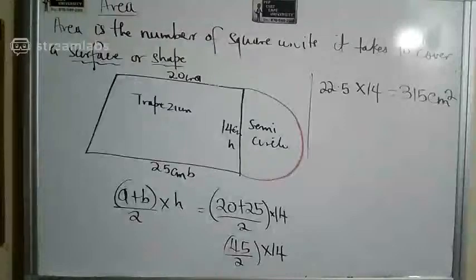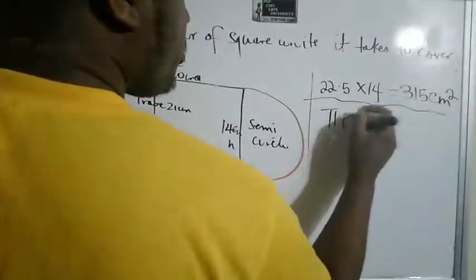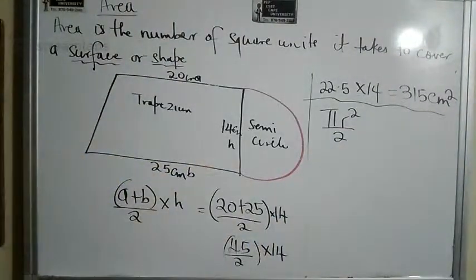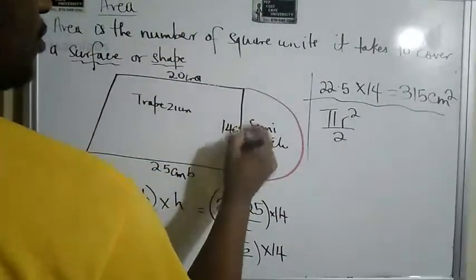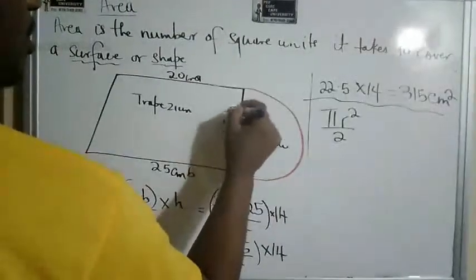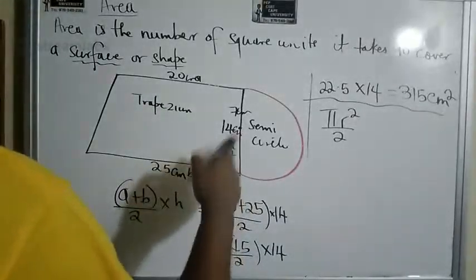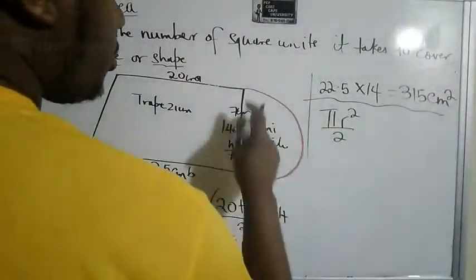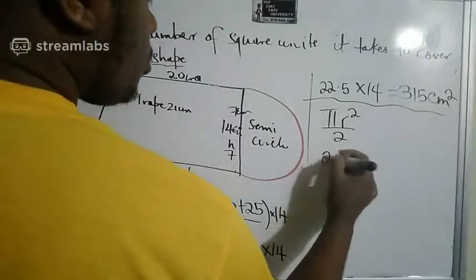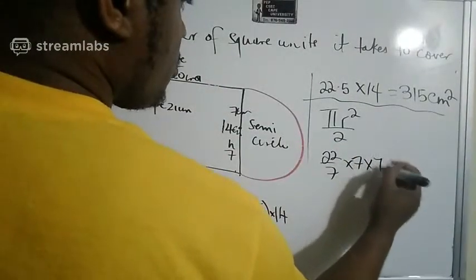Alright, so now we work out the semicircle. So, the area of a circle is pi r square, and we'll just divide by 2, right? Because it's half of a circle. So if all of this is 14, that means halfway would be 7, which is the radius. So we are given the diameter and we're going to calculate the radius. So radius, we'll just divide 14 by 2. So it will be 22 over 7 times 7 times 7.